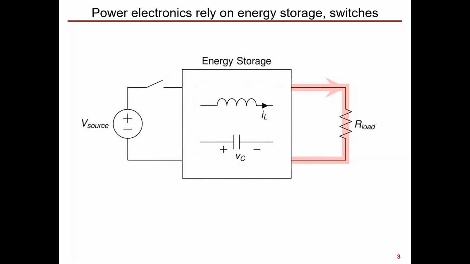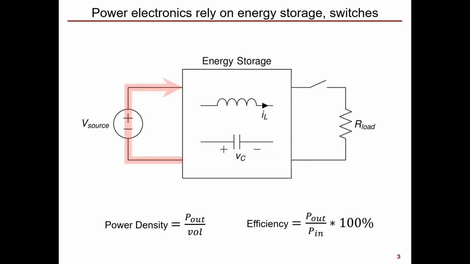Now, whenever we start to think about making converters much smaller, we care about power density, which is the amount of power we can deliver to the load divided by the volume of the converter itself. And in order to achieve high power density, we also need to achieve high efficiency. That way we can handle our losses thermally at high power density.